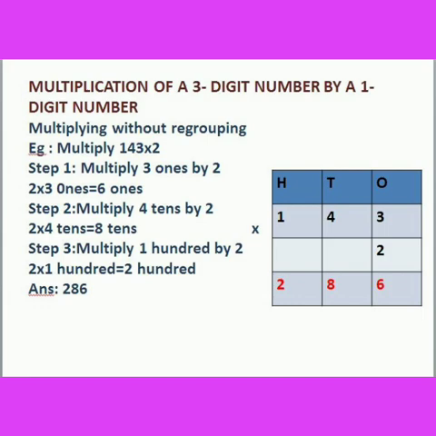Step 2, multiply 4 tens by 2. That is 2 into 4 tens equal to 8 tens. So, write 8 in tens place. Next step, multiply 100 by 2. That is 2 into 100 equal to 200s. So, the answer is 286. So, we are getting 286 as the product when multiplying 143 by 2. In this way, we are multiplying. Okay, children? Got it? Yes.